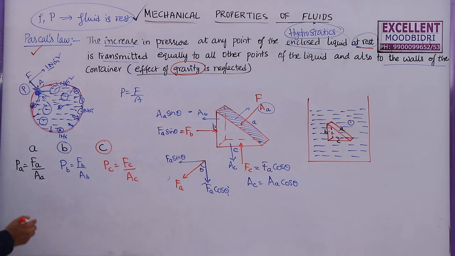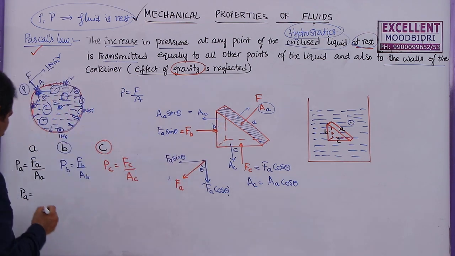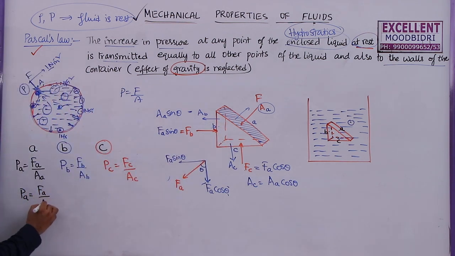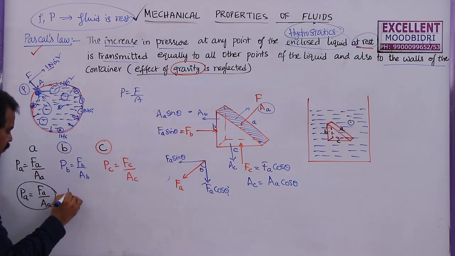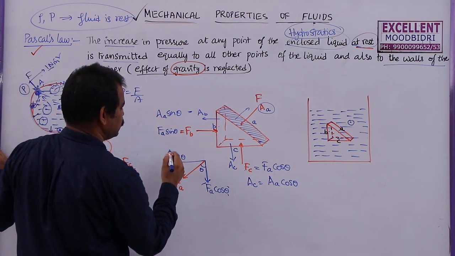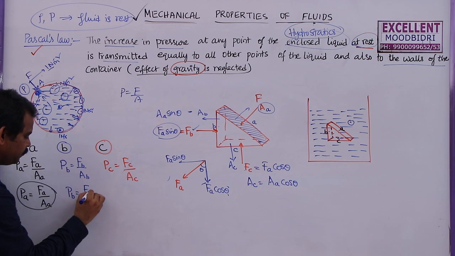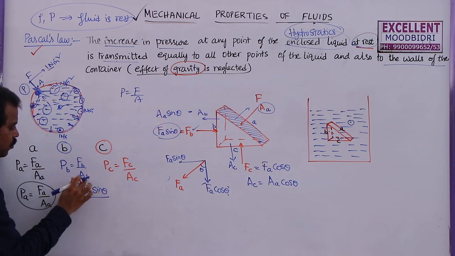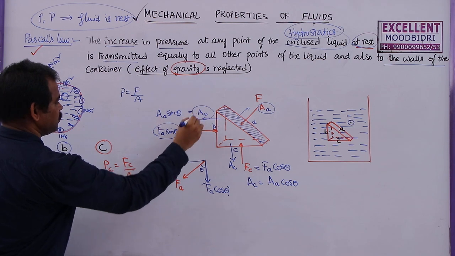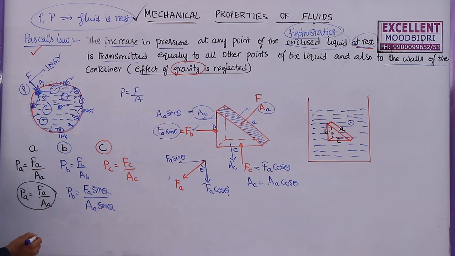Now, let me substitute this. What is PA? PA is given by the force on A by the area of A. So this is FA by AA only. This is equation 1. Now, FB is the force at B, which is given by FA sin theta, divided by AB. AB is nothing but AA sin theta. You can cancel this sin theta and sin theta.